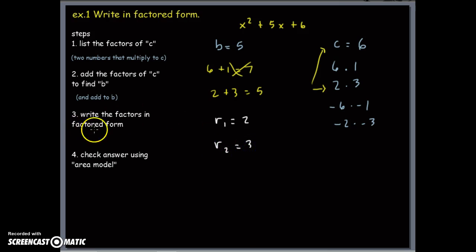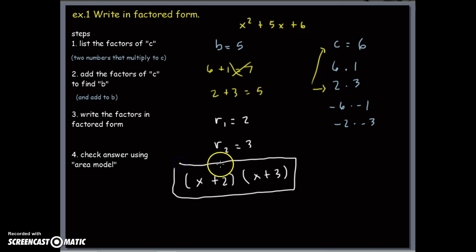So now our third step here is to write the factors in factored form. So we've got x, and since this 2 is positive, we can go ahead and say plus 2. And we've got x plus 3. And this is our final answer in factored form. Now, just to check to make sure that we've actually factored it correctly, we could set up the box method, and we could go ahead and multiply it to see if it multiplies back to the original quadratic in standard form. So let's go ahead and just try this out in the first example.